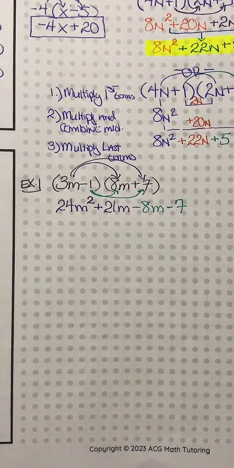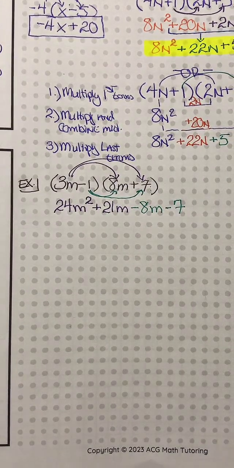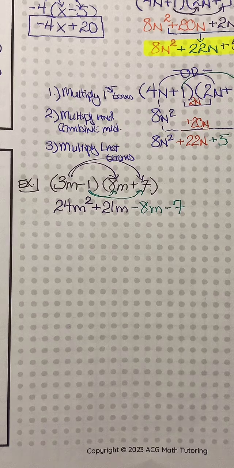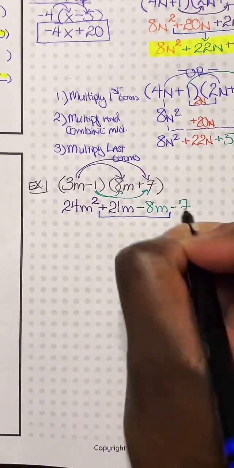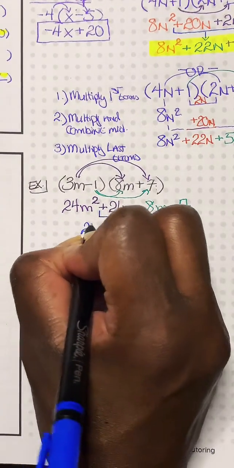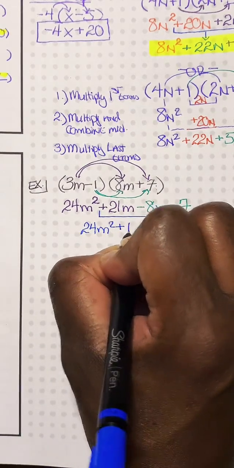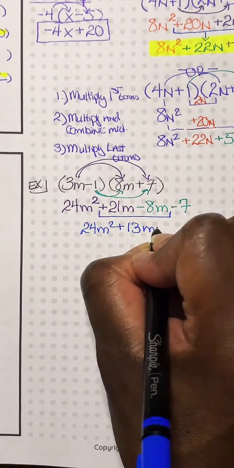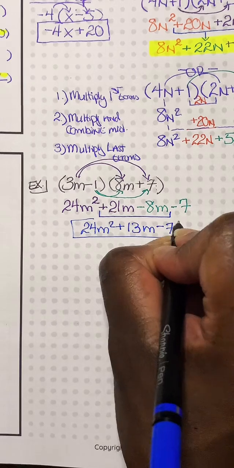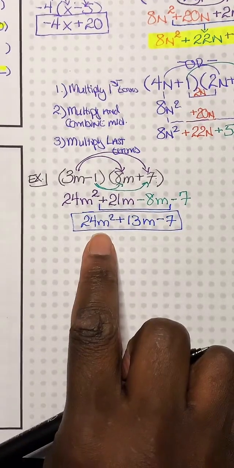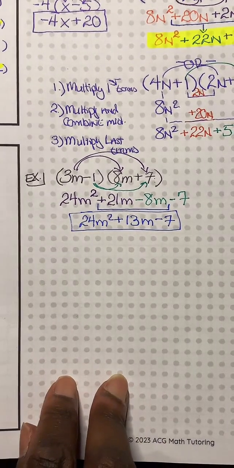All right. So now we're basically finding our like terms, which is that 21 and that 8. So 21 minus 8 gives me 13. Right here, smack in the middle. So that means we have our 24m squared. We have our positive 13m. Then we bring down our -7. Okay, at this point, m squared and m are two separate worlds. We are not combining them.